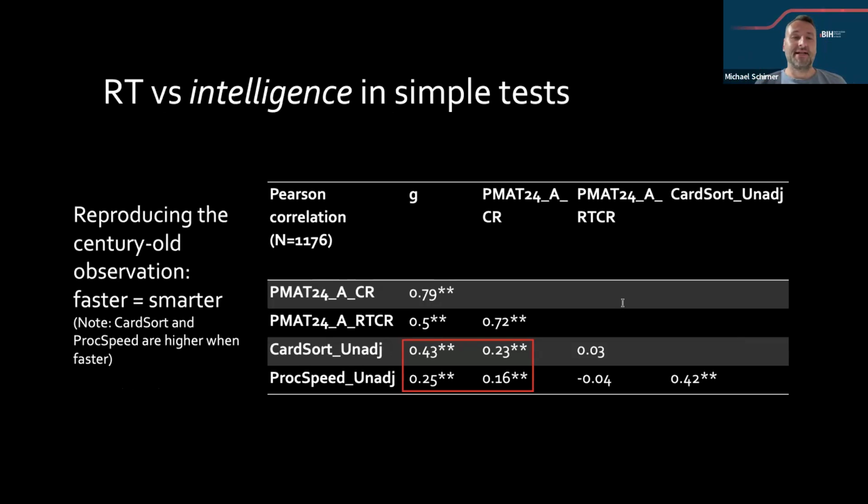So when we look at the data now very explicitly, here we have the general intelligence in this column. Here we have the fluid intelligence in the second column. In these two rows here, we have two typical processing speed tests, and we reproduce the typical century-old observation. People with higher intelligence have a higher processing speed. So there's a positive, highly significant correlation.